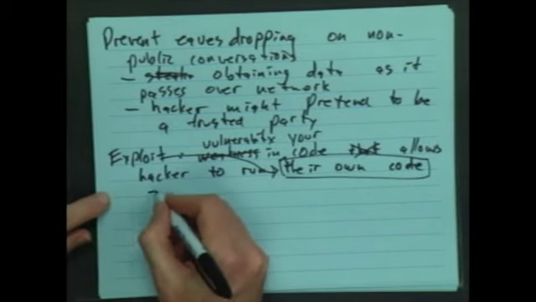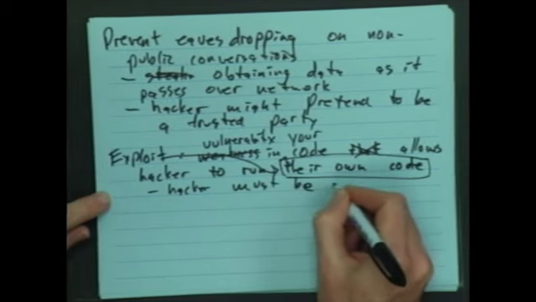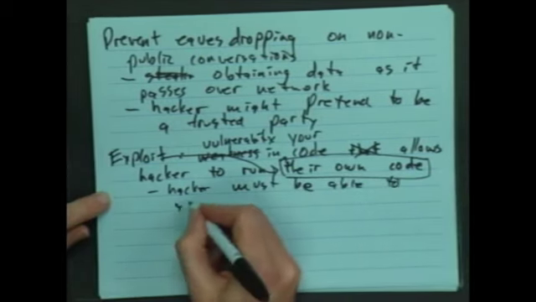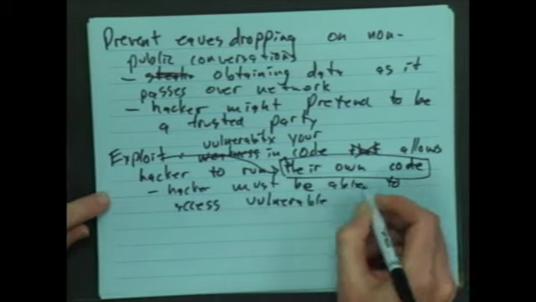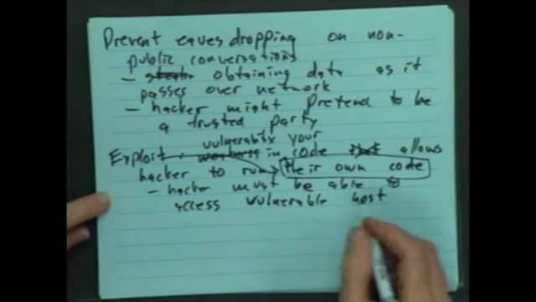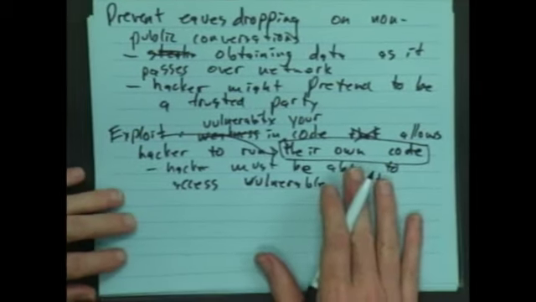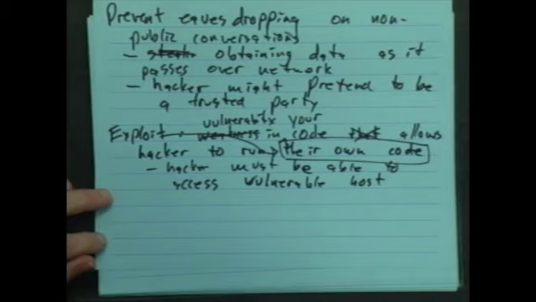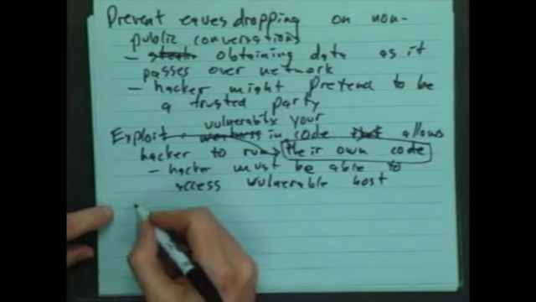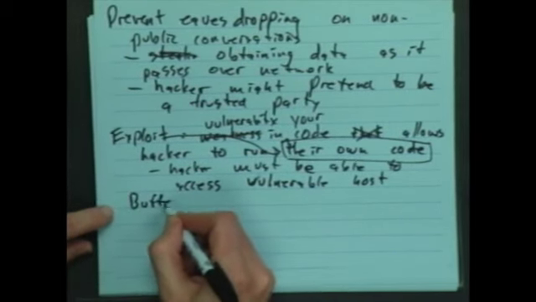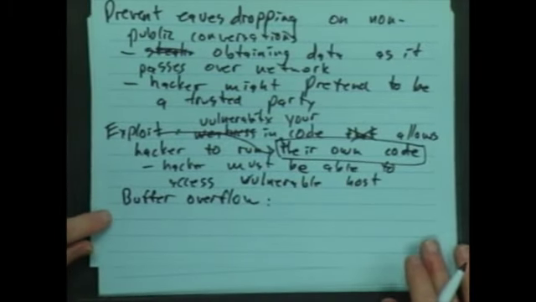So basically the hacker must be able to access the vulnerable, and I'll just call it a host. We understand that. It could be a client or a server. 99.9% of these are just about non-validated code. One of the main ways is what's called a buffer overflow. And that was what caused the Heartbleed one.